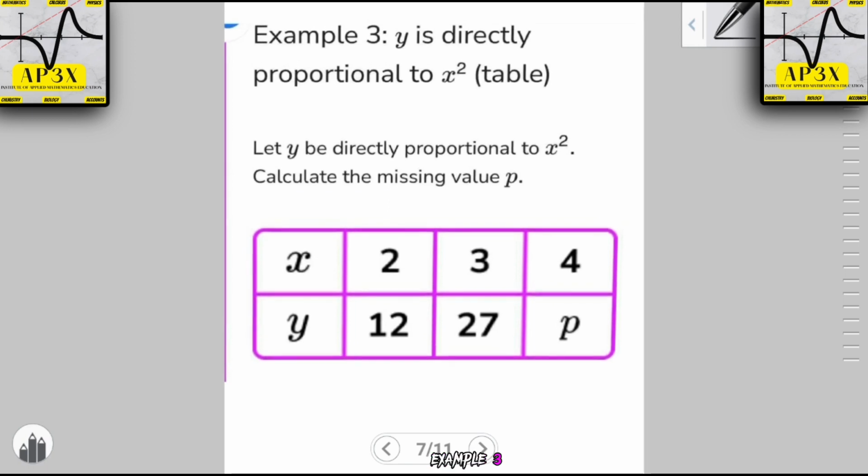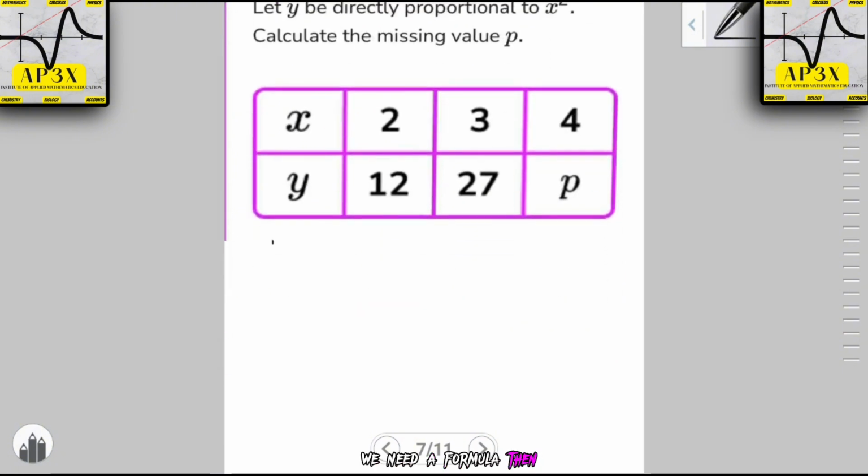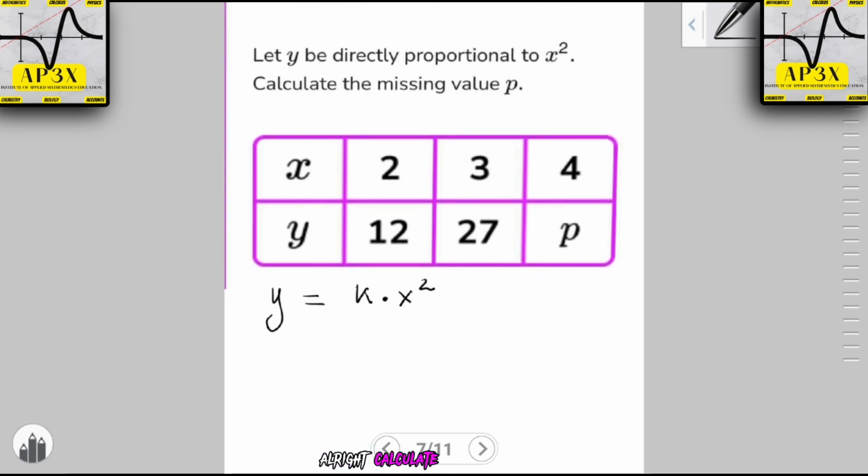So example 3 from this particular page from Third Space Learning: y is directly proportional to x squared. So we need a formula then. Y is directly proportional to, so y equals k times x squared. All right, calculate the missing value of p. We know that we can't find a variable unless we have the value of k. So we can use either the 2 and the 12 or the 3 and the 27. Either way you're going to be able to get the answer. All right, so let's do both, okay, to show you that it's the same.